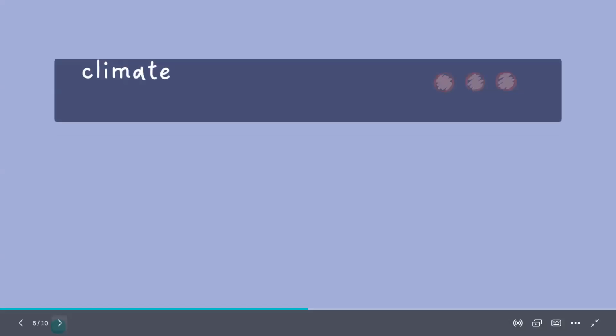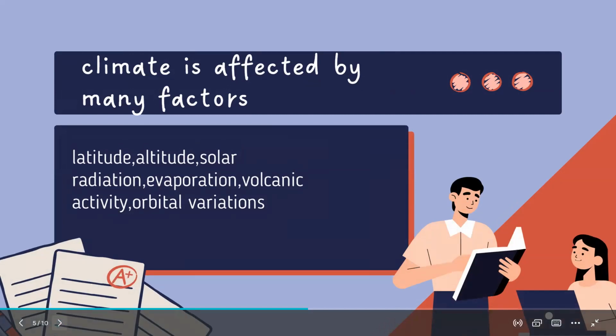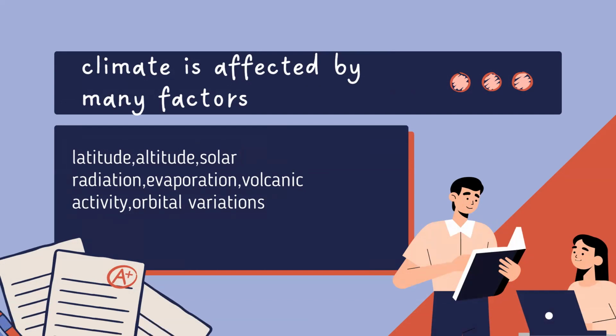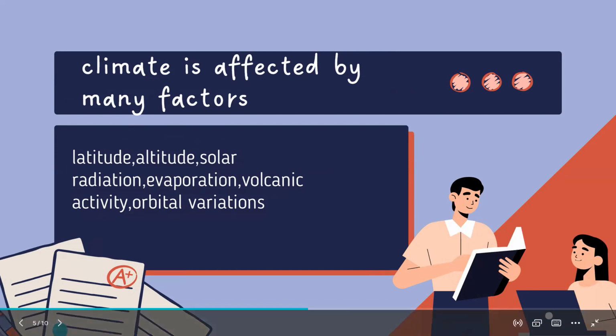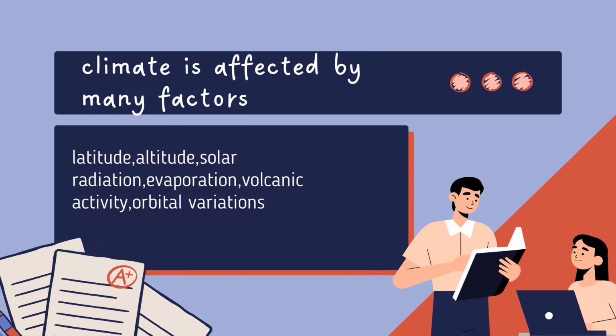Then the climate is affected by many factors, like latitude, altitude, solar radiation, evaporation, volcanic activity and orbital variations.